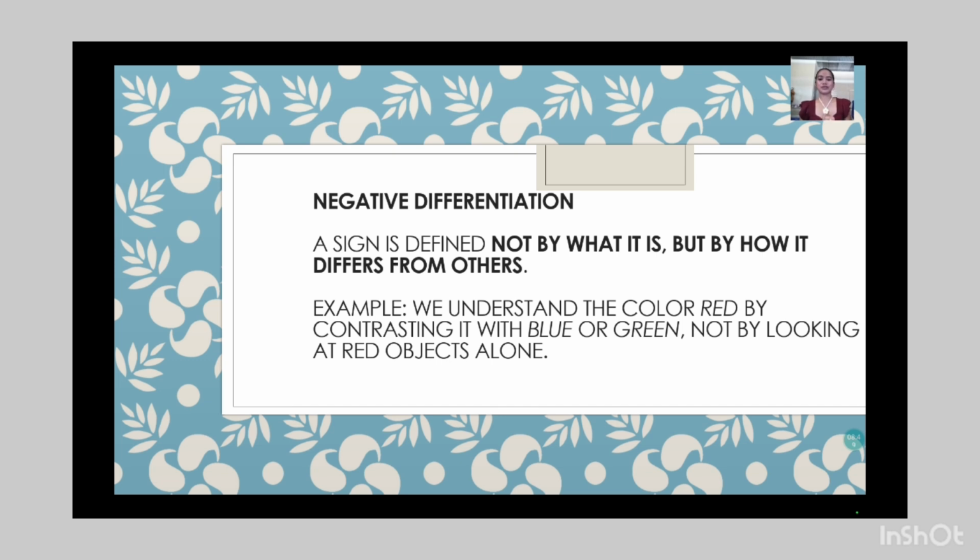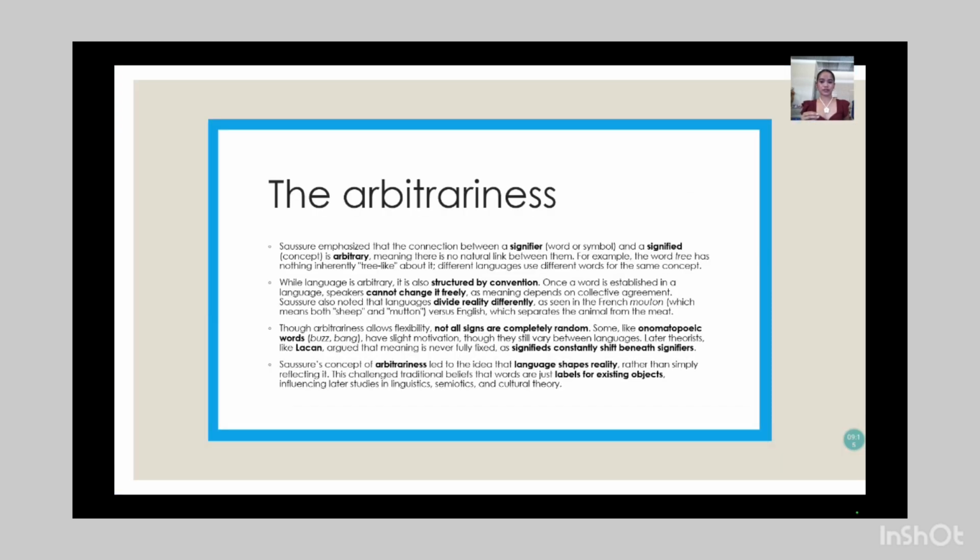Next is negative differentiation. A sign is defined not by what it is, but by how it differs from others. Example, we understand the color red by contrasting it with blue or green, not by looking at red objects alone.